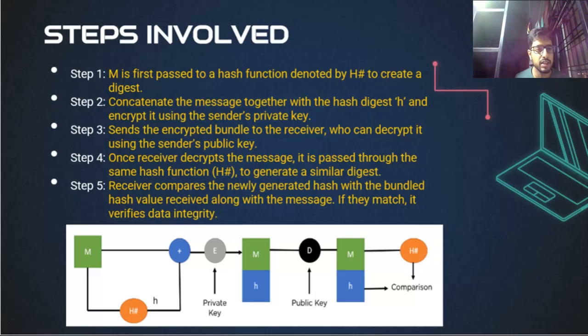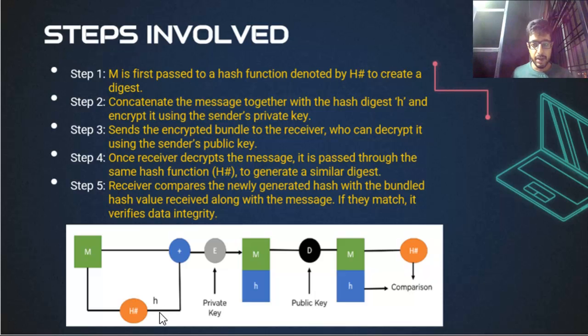Now let us look at some of the steps involved in digital signature algorithm. The original message is first passed to the hash function denoted by h hash to create a digest. So as we can see, this is the original message of plain text M. It is sent to this hash function h hash to generate a message digest which is represented by small h.